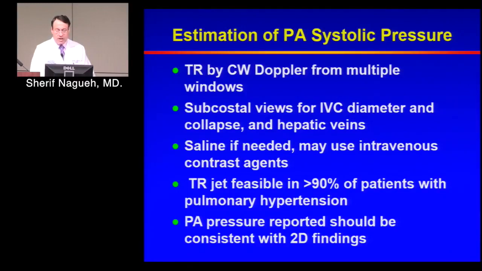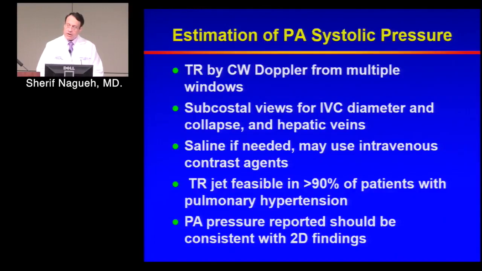You look at the hepatic veins. If you have an incomplete jet and the patient is referred for diagnosis of pulmonary hypertension or estimate PA pressures, we want to give saline intravenously. And if you look at patients with pulmonary hypertension, the vast majority of them will have a TR signal that can be recorded and measured.